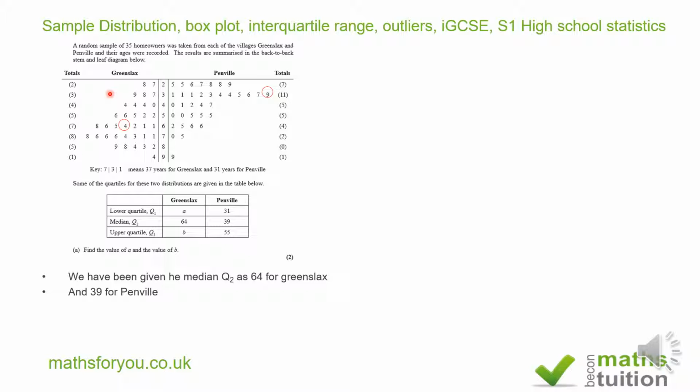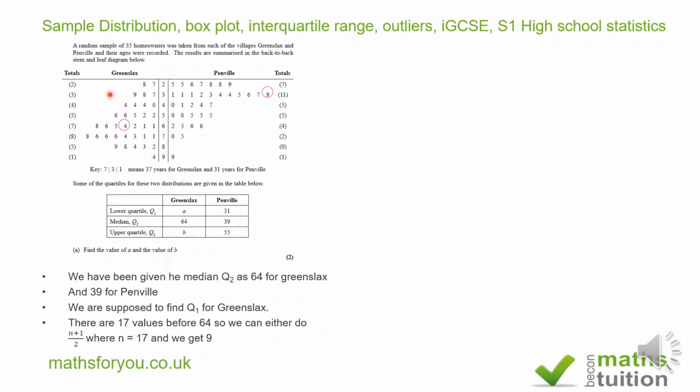Now, we can find Q1 for green slacks in one of two ways. If we count all the values before the median value for green slacks, not counting the median value itself, we get 17. So we do 17 plus 1 divided by 2. 17 plus 1 is 18, divided by 2 you get 9. So the value that occupies the ninth position is the lower quartile, and in this case is 44.